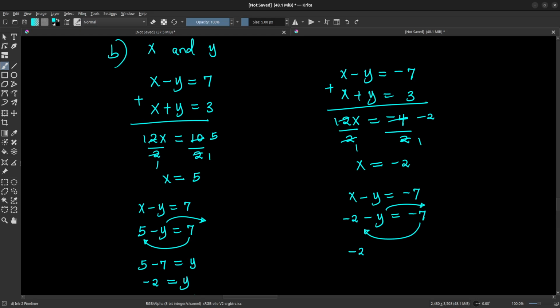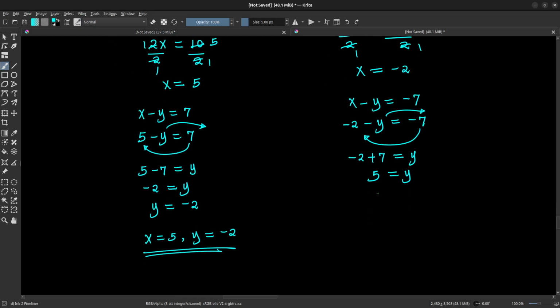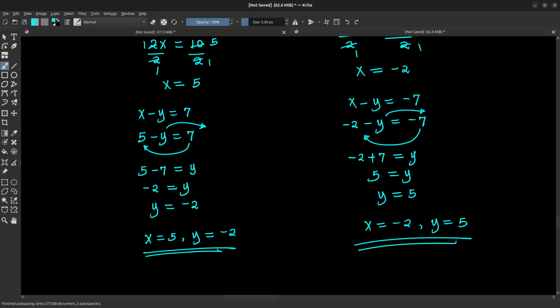When the negative 7 comes to the left, it becomes plus 7 is equals to, when the y goes to the right, it becomes positive. So negative 2 plus 7, that's going to be 5. This is equals to y. So in this case, we have y is equals to 5. So on the second scenario, x is equals to negative 2 when y is equals to 5. And those are the two expected answers.